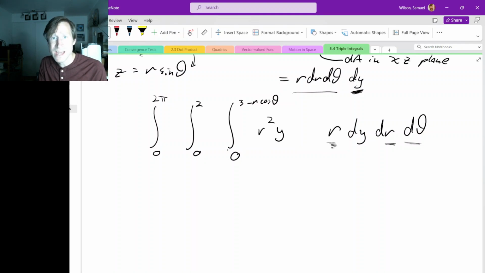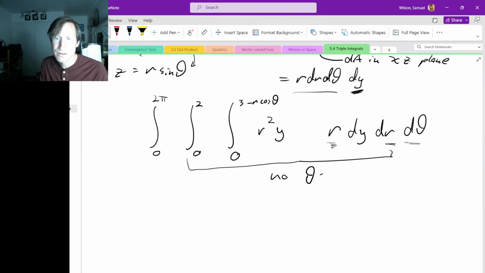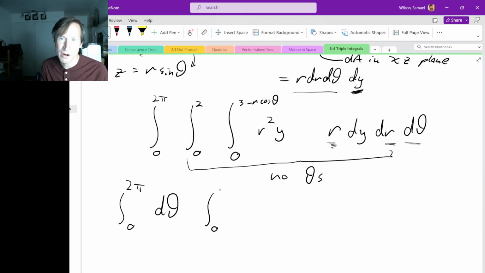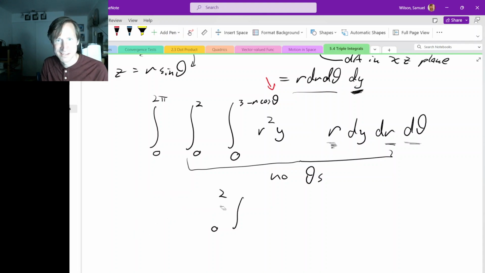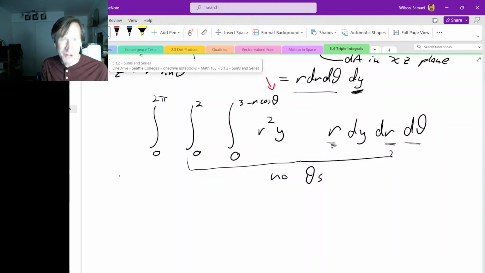Now notice there aren't any thetas for these inner two integrals. So can we take this entire inside double integral and move it outside of the theta integral, to separate our theta integral from our r y integral? No, we can't do that, because there's a theta in our bounds right here. Oh boy, I'm glad that I noticed as quickly as I did. Got to be careful with triple integrals. Okay, so we do need to do these integrals one at a time.